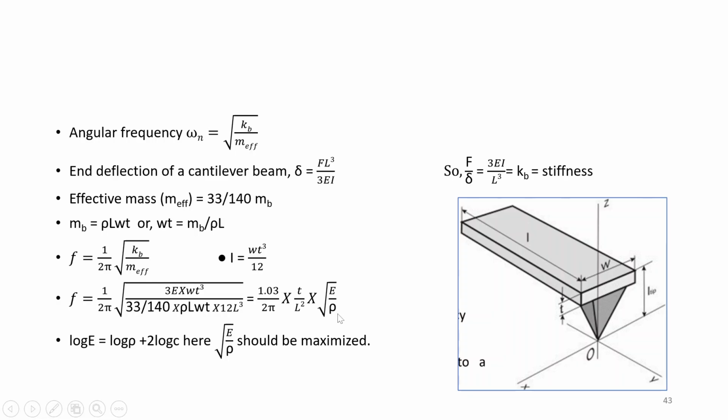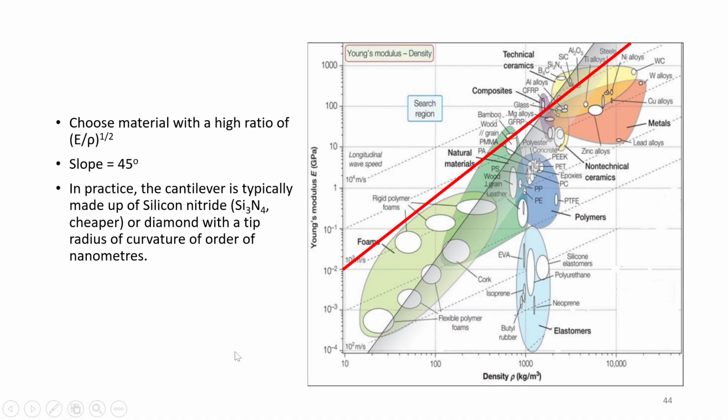So here you are getting this material property index. As you know, frequency should be maximized, so under root E upon rho should be maximized. In this particular graph, according to this particular line, the materials above it can be selected. So silicon nitride is one of the materials which is chosen, and diamond is one of the materials that is chosen for this particular application.